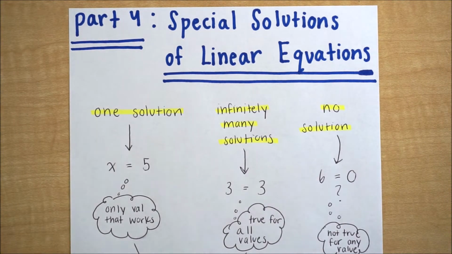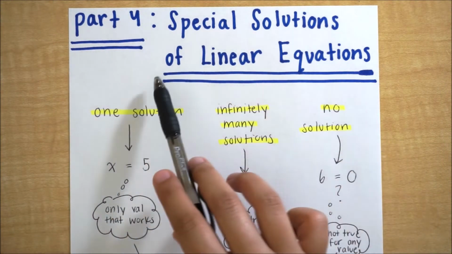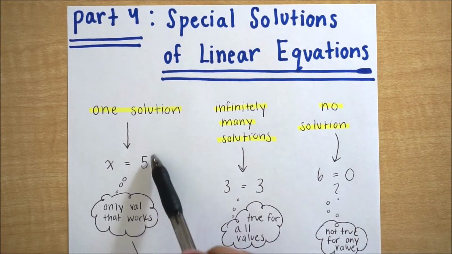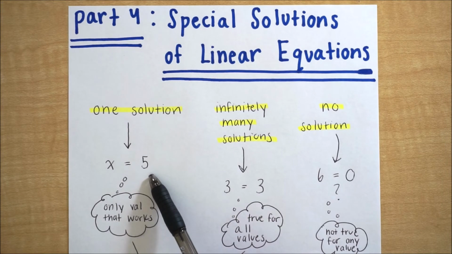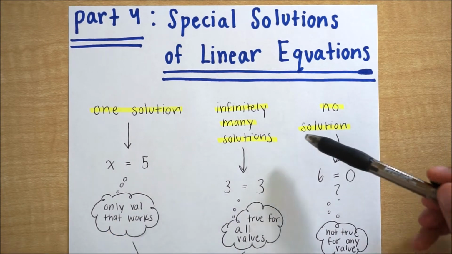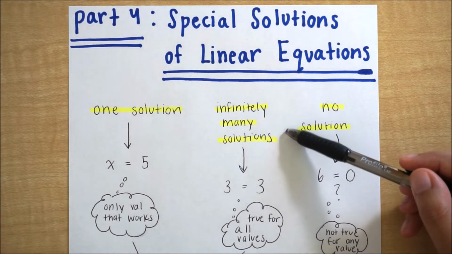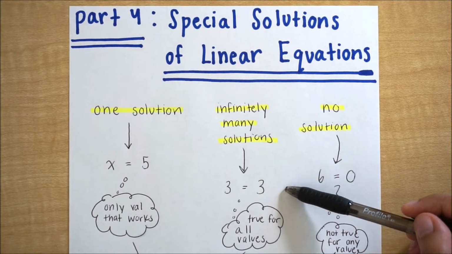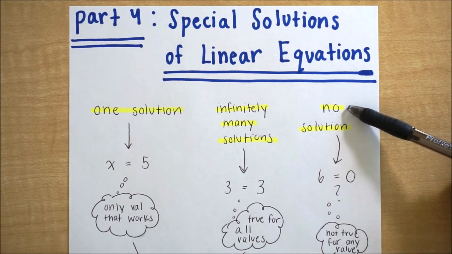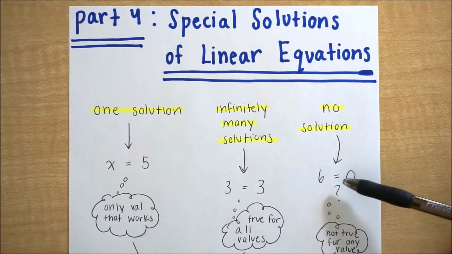So today what we're going to be doing is going over special solutions of linear equations. This is in situations when you're solving an equation and you get one of these three options. You either get one solution, which we've been learning, or you can get infinitely many solutions or no solutions at all. But how do we know if a problem results in infinitely many solutions or no solutions? That's what we're really going to be focusing on in today's video.